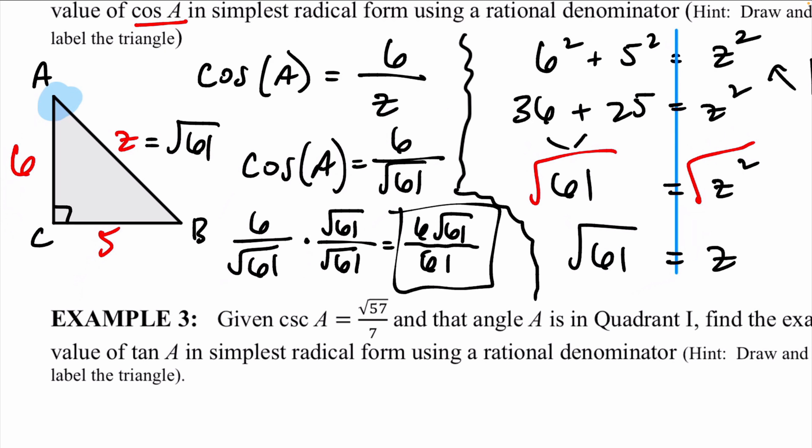Now we're done. No more square root on the bottom. Can I have a square root on top? Yes. You can have as many as you want on top. Can't have any on the bottom. It's called rationalizing. Okay?